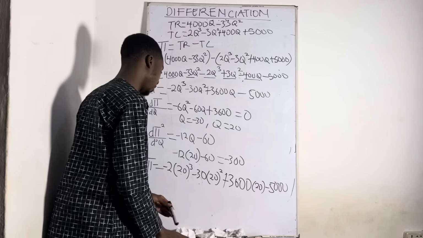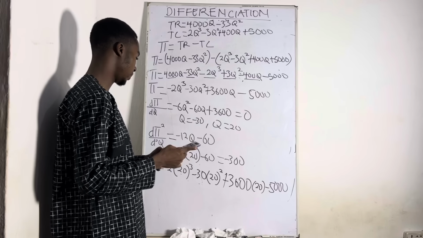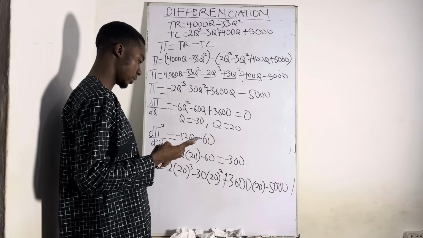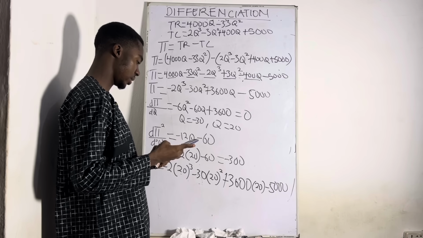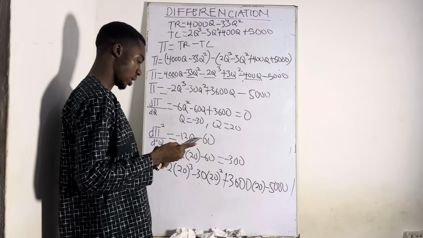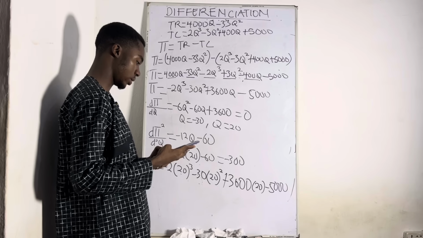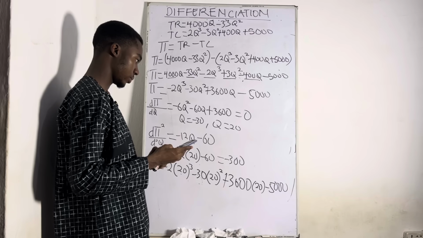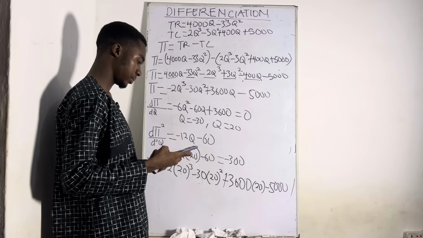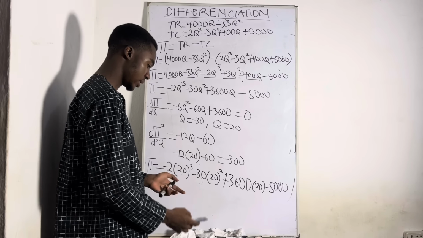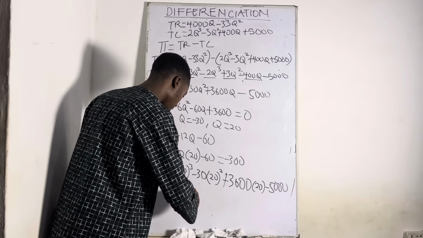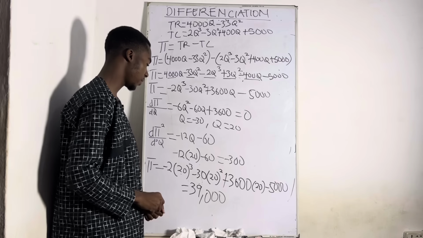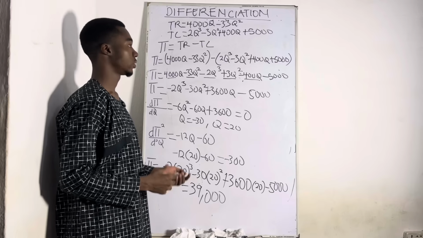So let's punch this on the calculator. Whatever you get is what gives us the highest profit. So negative 2 into bracket 20 exponent 3, minus 30 into bracket 20 exponent 2, plus 3,600 into bracket 20, then minus 5,000. So you are getting 39,000. It means the highest profit the firm can make is 39,000. So this is what it means.